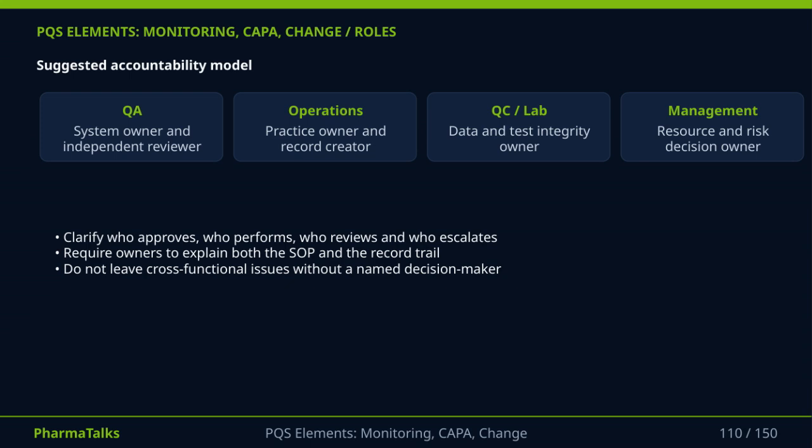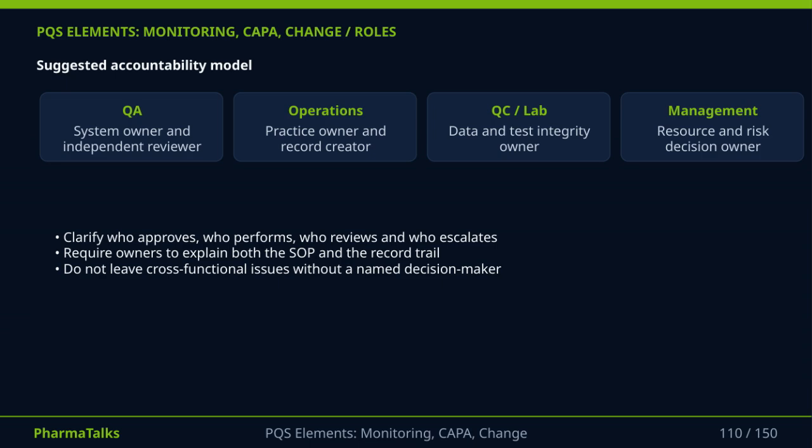Every owner must be able to explain both the standard operating procedure and the corresponding record trail. Finally, it's critical not to leave any cross-functional issues without a clearly named decision-maker. This setup guarantees accountability and smooth resolution of any challenges.